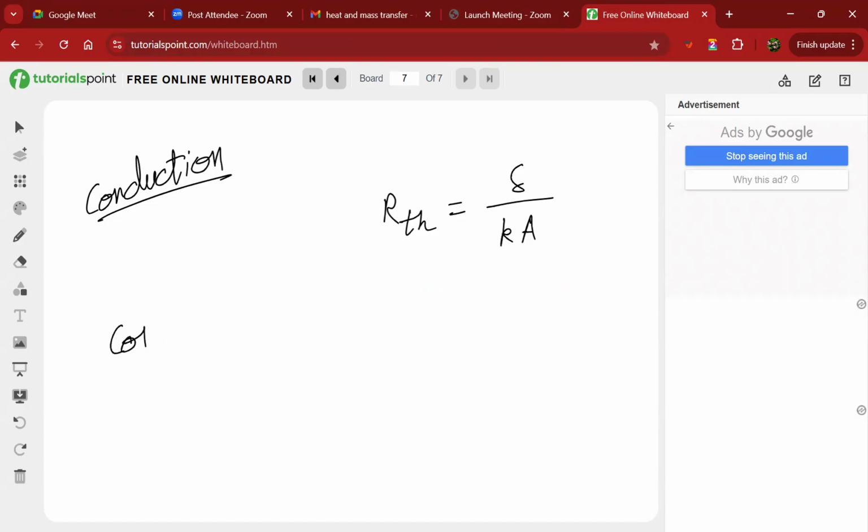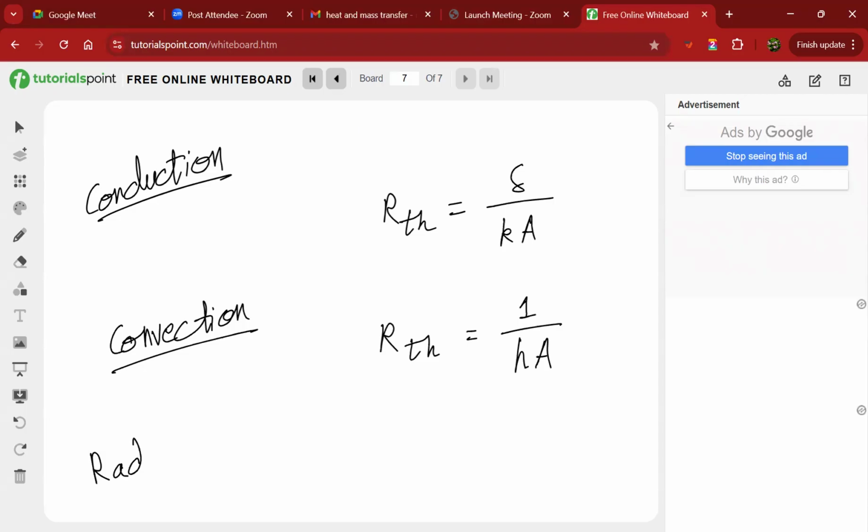And in terms of convective heat transfer, what is my formula for thermal resistance? Thermal resistance in case of convective heat transfer is given by 1 by hA, where h is the convective heat transfer coefficient and A is again the area normal to the interface, right?